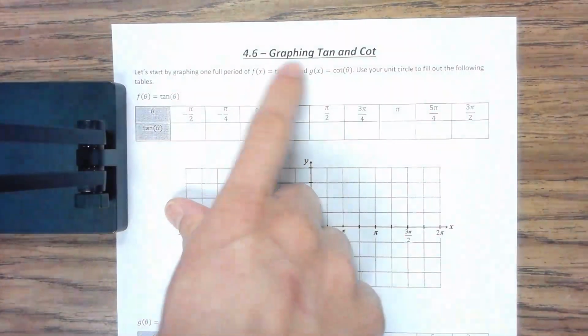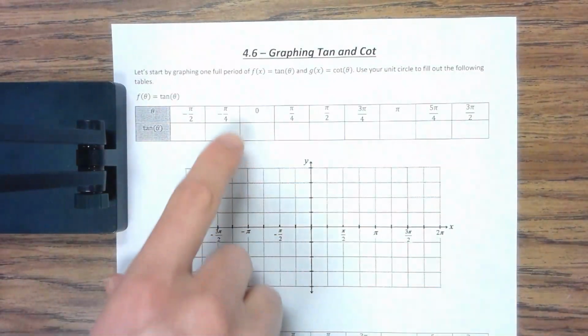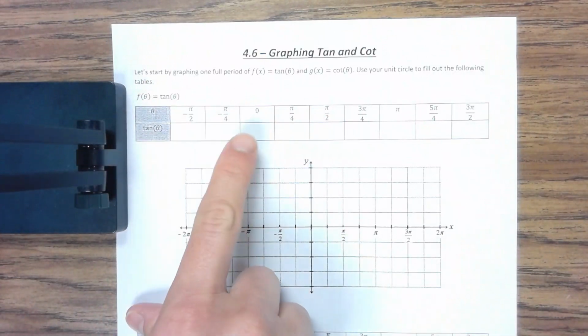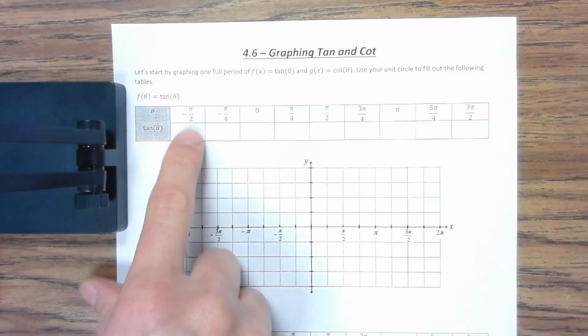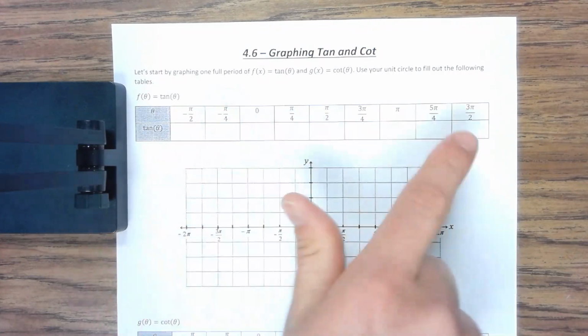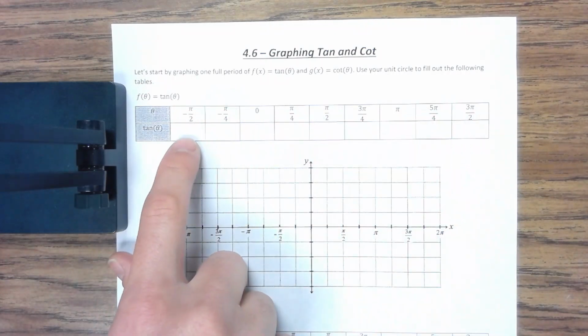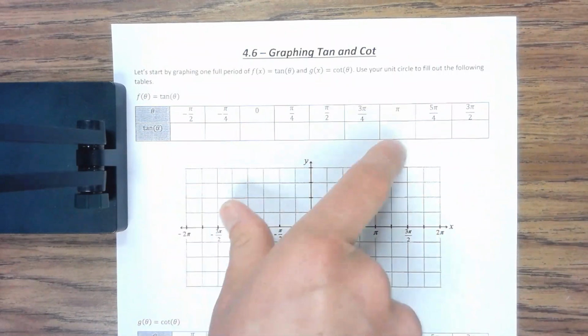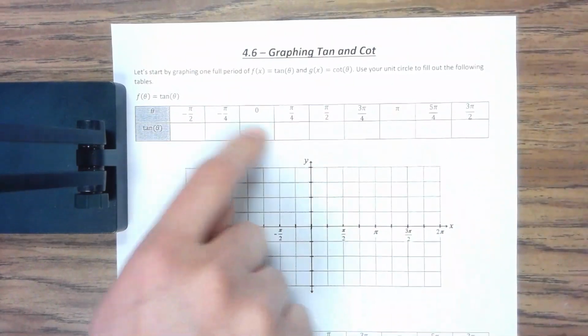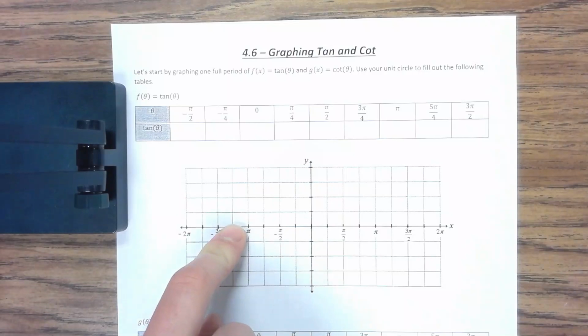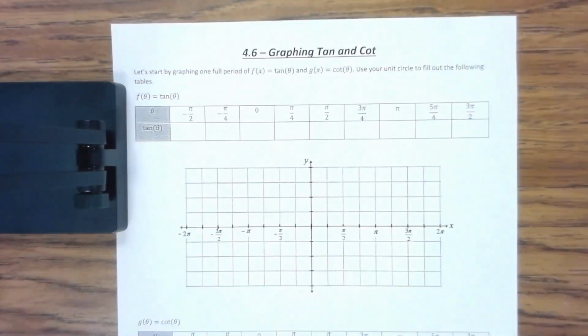All right, we're going to graph tangent and cotangent today. To get this started, I'm going to have you just pause this video and fill out the table. Use a unit circle to find values of tangent at negative pi over 2, negative pi over 4, etc. At the very minimum, just come up with these values of tangent of theta. If you want to take it one step further, go ahead and plot those things on the graph. And that's how we're going to introduce tangent and cotangent. So after you unpause, we'll go through all this.